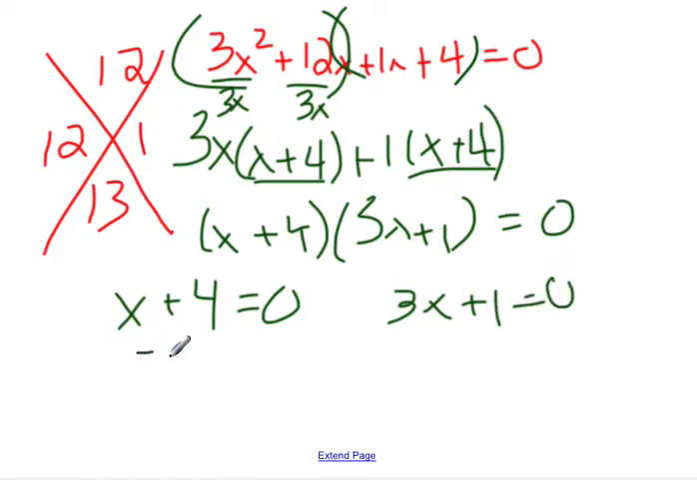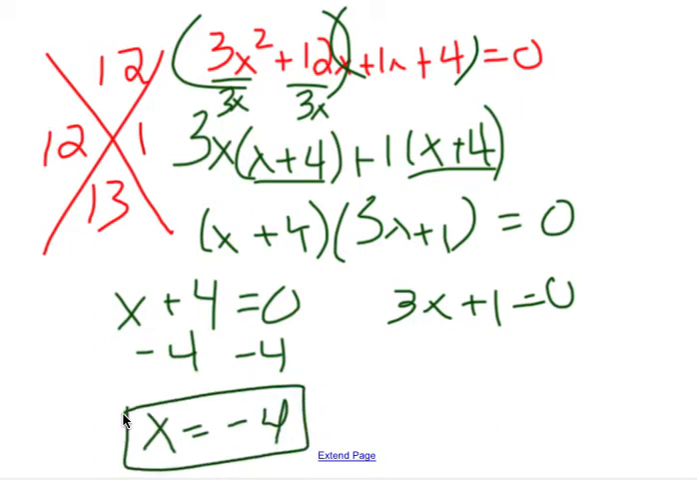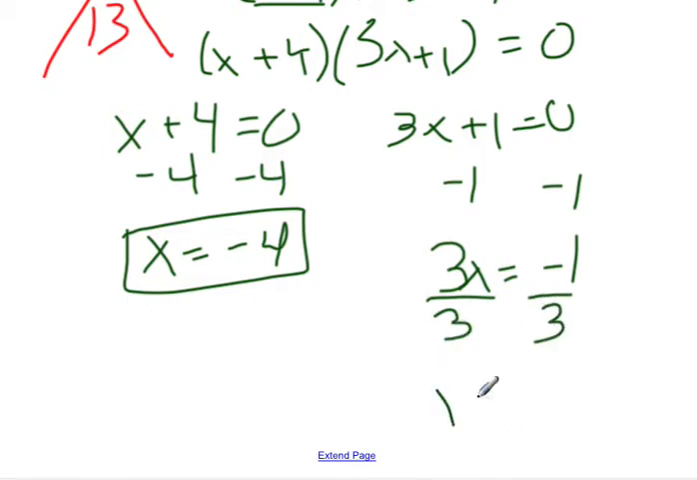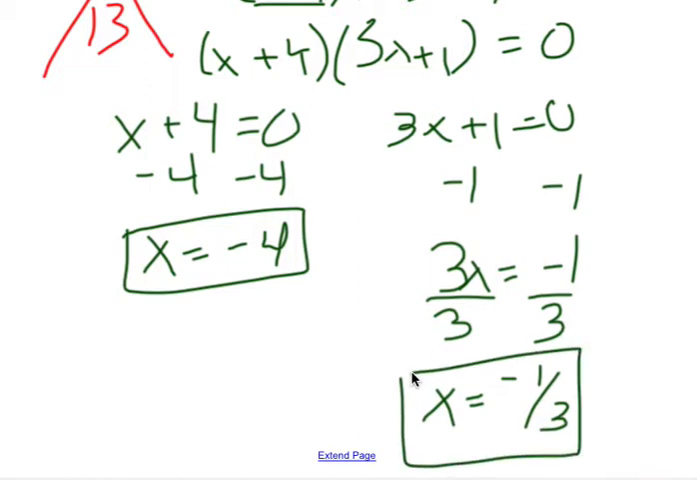So to solve this first one, I need to subtract 4 from both sides, and I get that x is equal to negative 4. Then for this one, I'm going to subtract 1 from both sides, and I get 3x is equal to negative 1. Divide both sides by 3. And I get that x is equal to negative 1/3 when I divide both sides by 3.